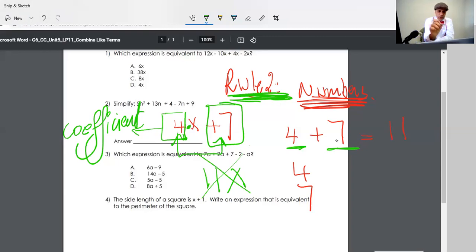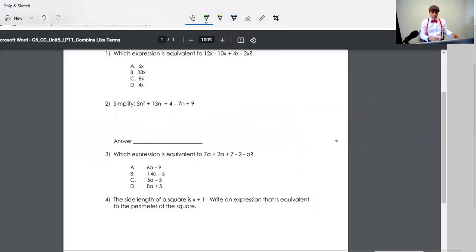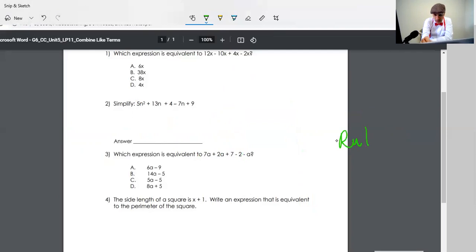Okay, so try to remember these two rules. So let's do an example. I'm going to show you how to simplify this expression coming up, which is 12x minus 10x plus 4 minus 2x, okay? The rule we use a lot is just rule 1. I'll write it here again. Same variable, same letter, same exponent. If that is true, I can combine them, okay?